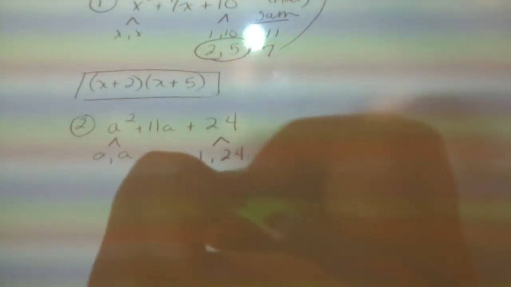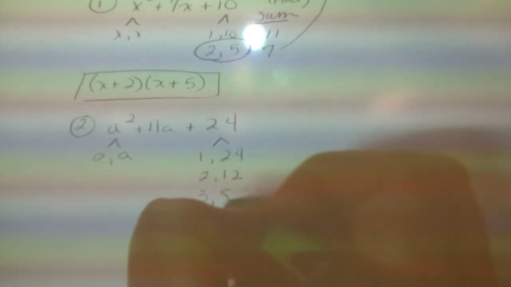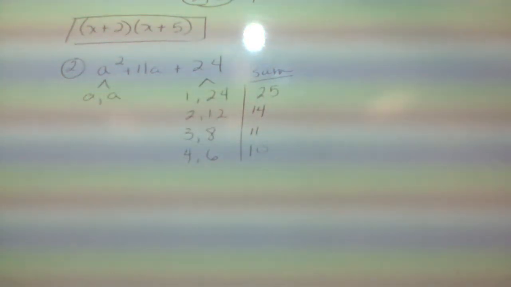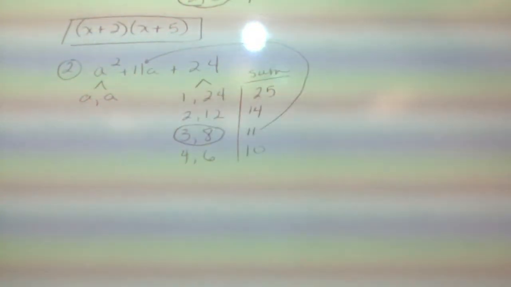Number 2. Let's try another positive. I've got a squared plus 11a plus 24. I'm going to list the factor pairs of a squared. Well, there's only one. That's a and a. I've got 1 and 24, 2 and 12, 3 and 8, 4 and 6. I'm going to take the sum, which gives us 25, 14, 11, and 10. I'm trying to find the sum that matches that middle term that's right here. This is the factor pair I'm going to be working with.